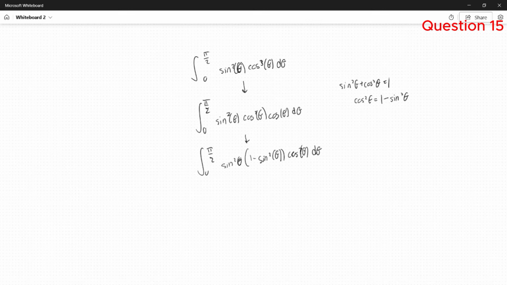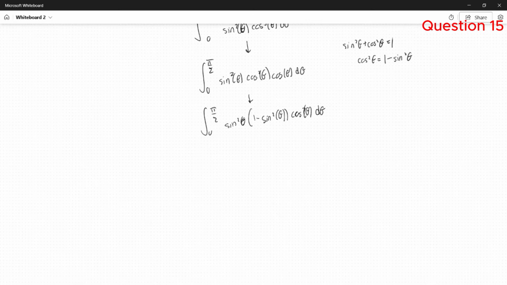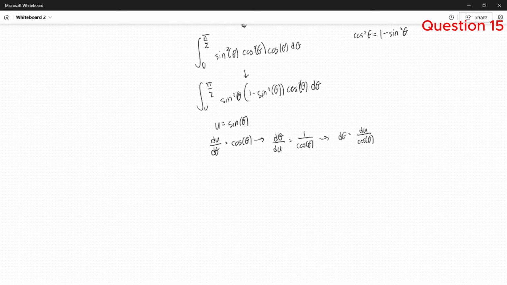And now a u sub is actually possible. In this case, u would be equal to sine theta, du over d theta is equal to cosine theta, and then you simply rearrange it algebraically to get it in terms of du, since you're trying to sub in for d theta. So you get 1 over cosine of theta for that. Then d theta is equal to du over cosine theta. And then we can sub everything back in.